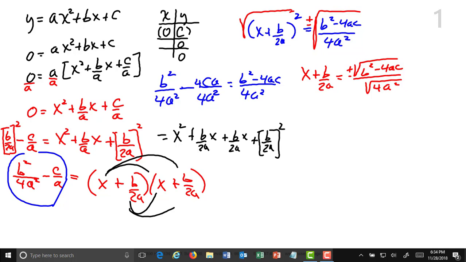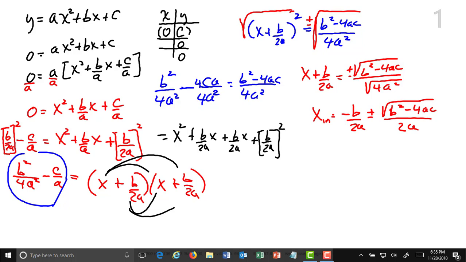Okay, so now I want x by itself, yes? So I'm going to subtract this. Do you see this whole thing, this b over 2a? So the x-intercepts are going to be equal to minus b over 2a plus and minus the square root of b squared minus 4ac, all over the square root of 4a squared, which is 2a. So you see I have a common denominator?